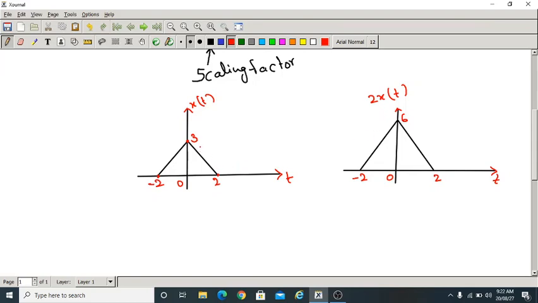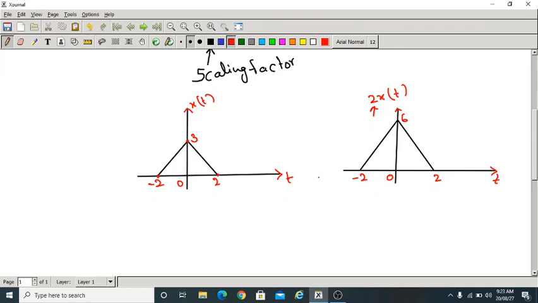Initially the amplitude is 3, now the amplitude becomes 6 because of the scaling factor 2. Here the scaling factor is 2, so the amplitude is 6. But the time axis remains the same.